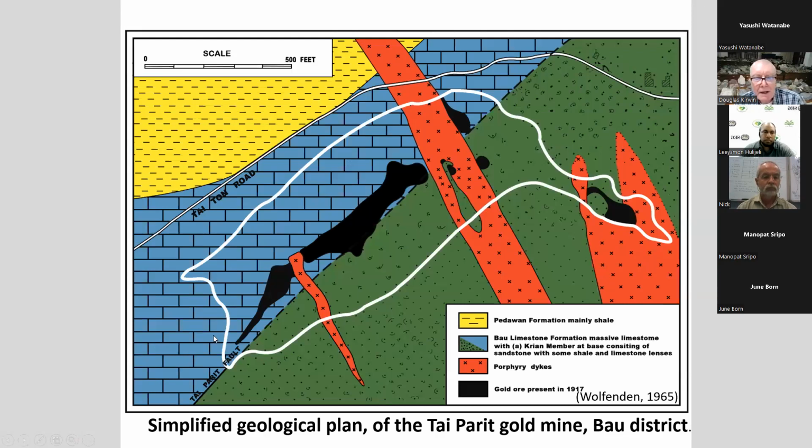The Tai Parrot was the main center for gold mining in the Bau district, and it was essentially jasperoids, which are shown in black, that had developed near a contact of shales and Bau limestone. This limestone had a karst development, and so much of the early material that was actually mined, shown here in the white outline, was actually intrakarst material. And when that was mined, they started to develop the actual mineralization in the limestones.